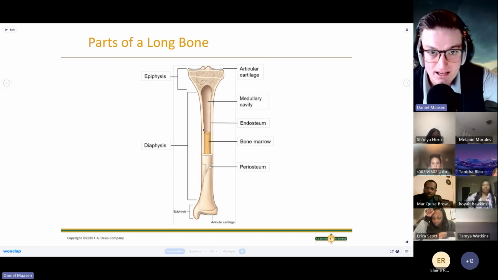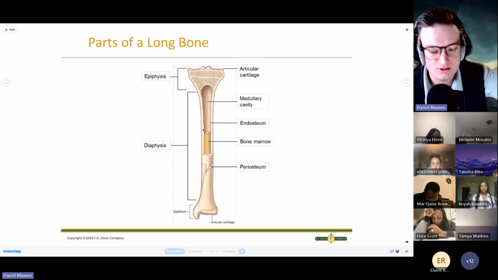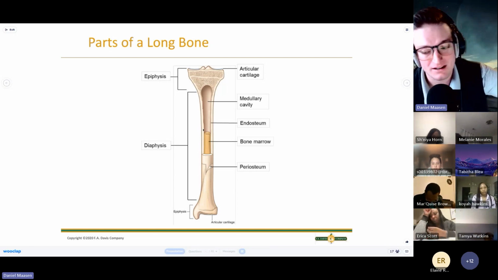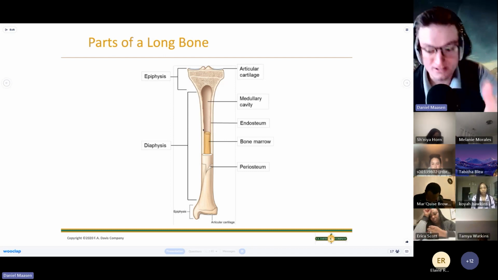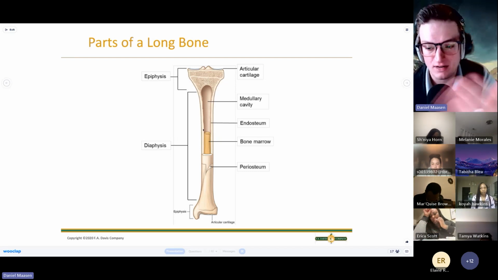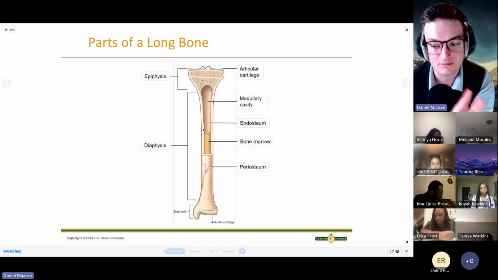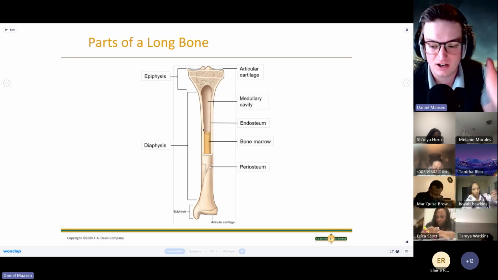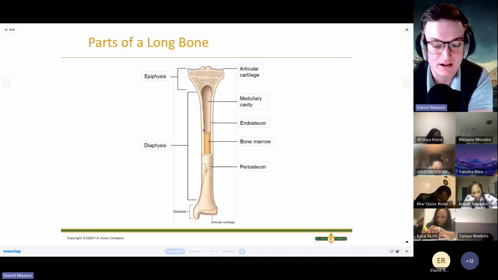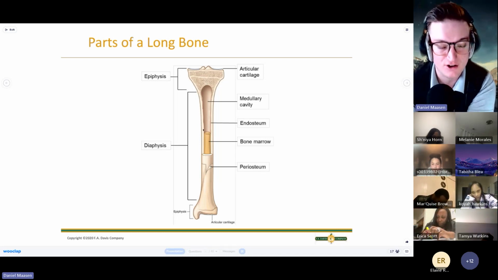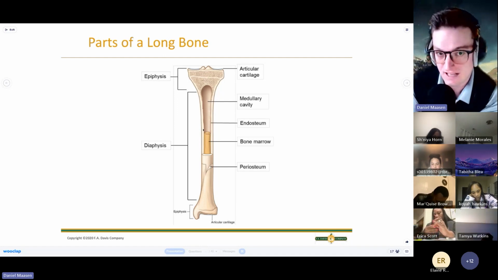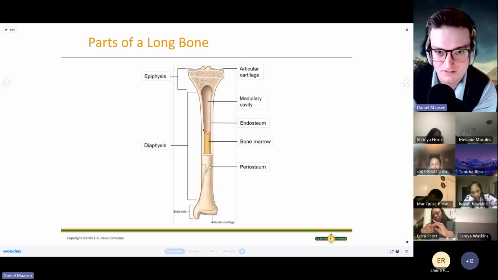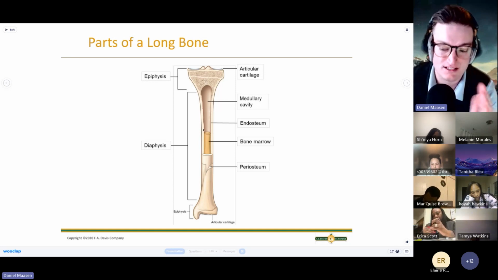Now I've already talked about how osteo is always talking about bone. Itis is always talking about either inflammation or infection. So break that word down now, right? We said osteomyelitis. So bone something infection, right? I know that I'm talking about bone, and now I'm either talking about an infection or some kind of inflammation. I know that just because I knew that osteo is always bone, and that itis is always some kind of inflammation or infection. Does that make sense? Like how you put that together?